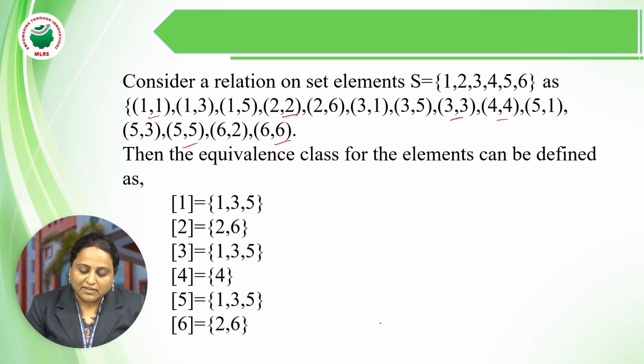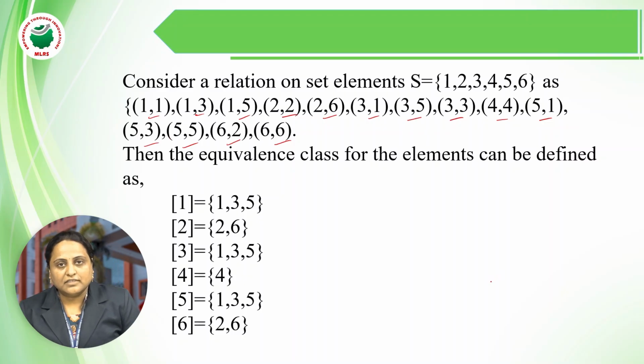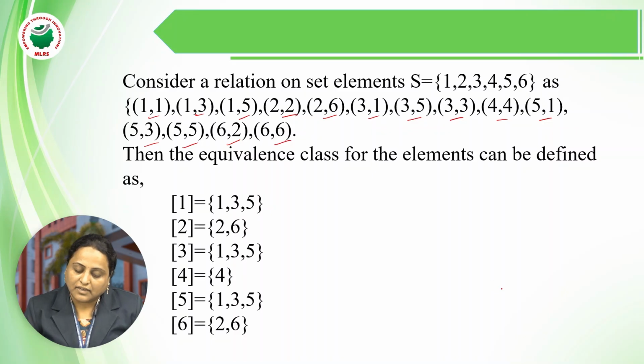And next you can check for the symmetric property also. That is, for 1 comma 3 you have 3 comma 1, for 1 comma 5 you have 5 comma 1, for 2 comma 6 you have 6 comma 2, and for 3 comma 5 you have 5 comma 3. So it is following symmetric also. Next you can go for transitive.